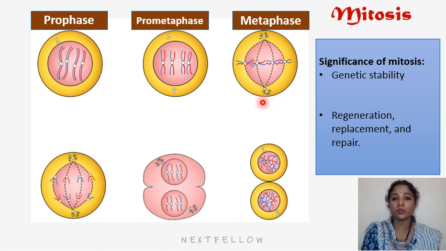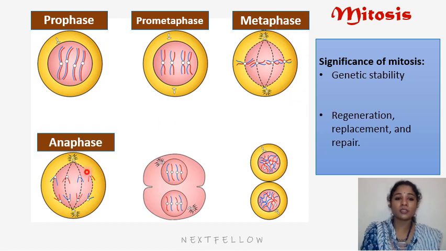So they are extending towards the centrioles, which are present on each opposite pole of the cell. And the next phase is the anaphase. In anaphase, the centromere of each chromosome splits into two chromatids and they are separated from each other, and they are now called daughter chromosomes.